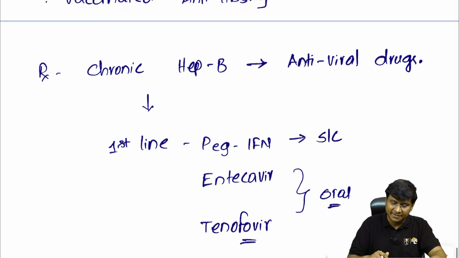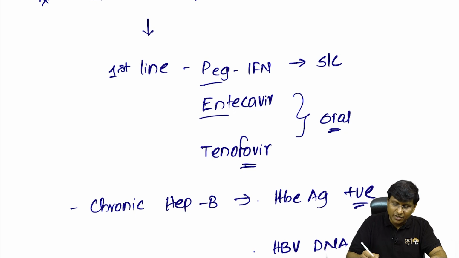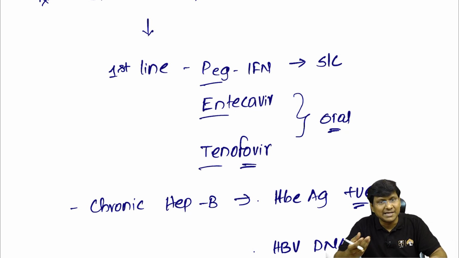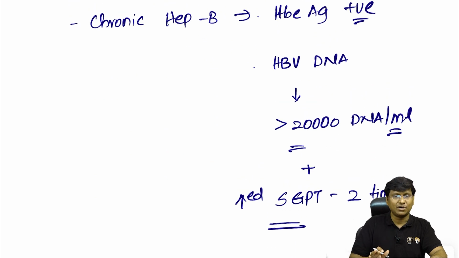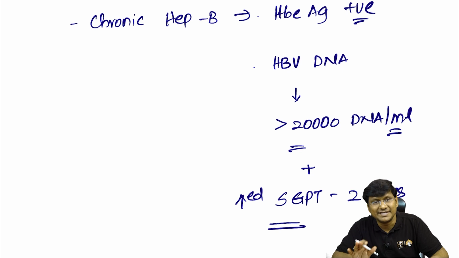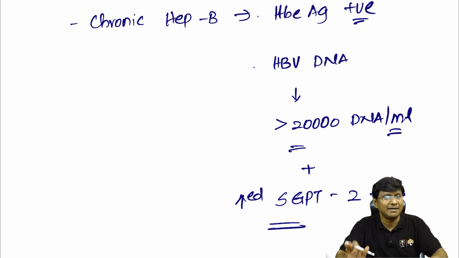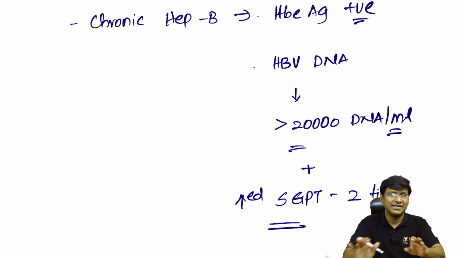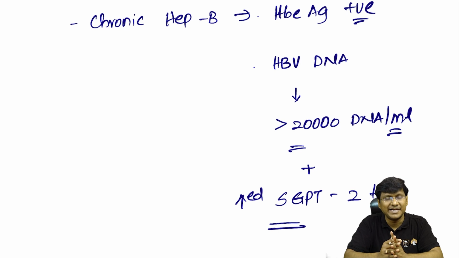So what are the first line antiviral drugs? Either pegylated interferon, entecavir, or tenofovir. What are the other drugs? The other drugs include adefovir, lamivudine, and telbivudine, right? So this is about the treatment of chronic hepatitis B virus, and this completes the discussion of the viral hepatitis, right? With this, we are done with a quick revision of the entire hepatobiliary system topics. Thank you very much.